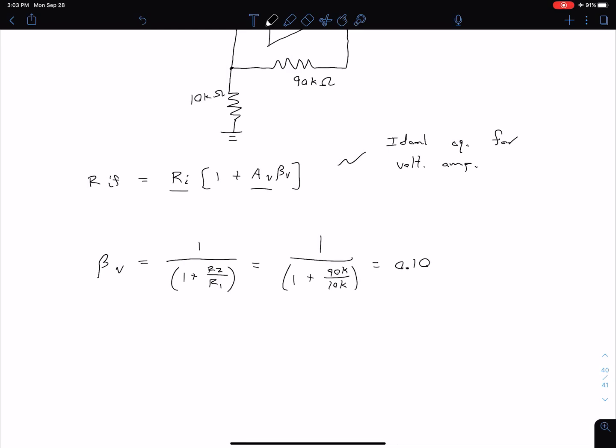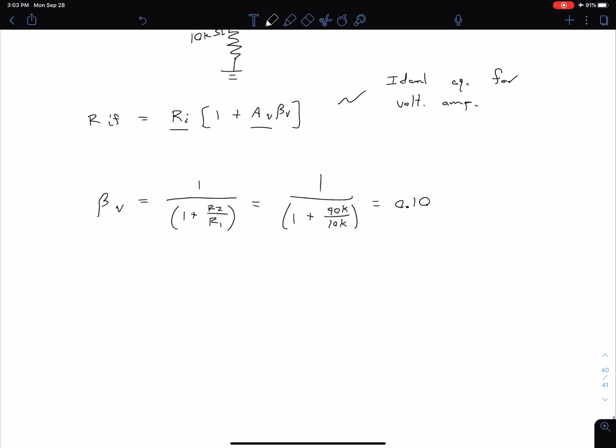So plugging in our values, we have this as 1 divided by 1 plus our 90K over 10K, which is equal to 0.10. All we need to do now is plug it into our equation above, and we can find our R sub IF is equal to our Ri was 50K times 1 plus our open loop gain was 10 to the fourth times our beta sub V we found is 0.10. And then we just plug in and we get our input resistance seen by our voltage source is 50.05 mega ohms.